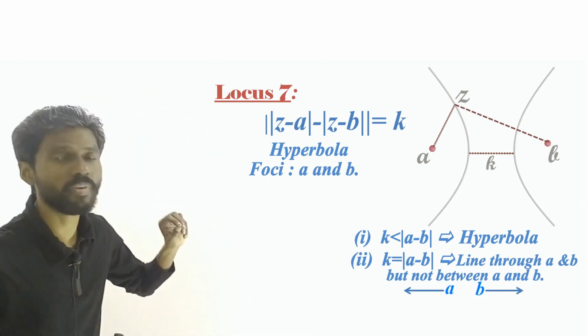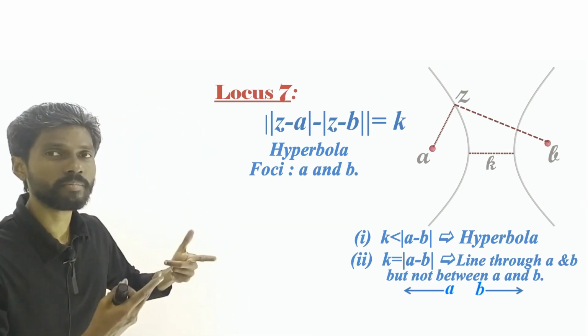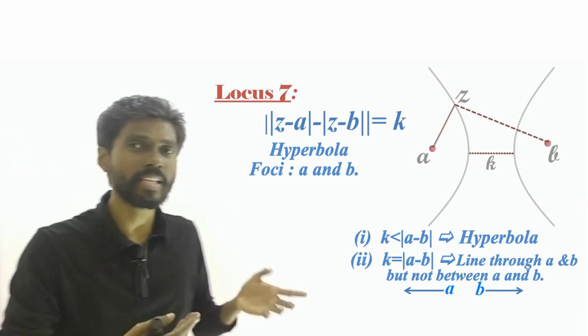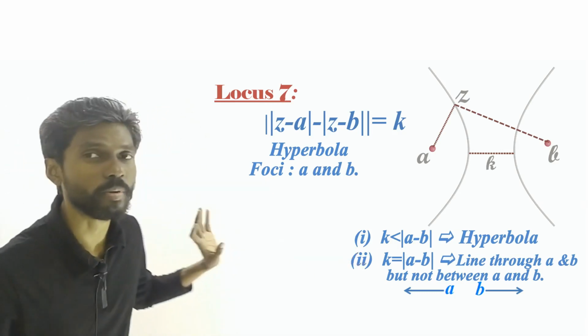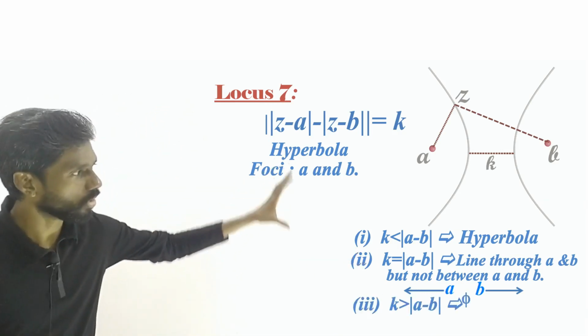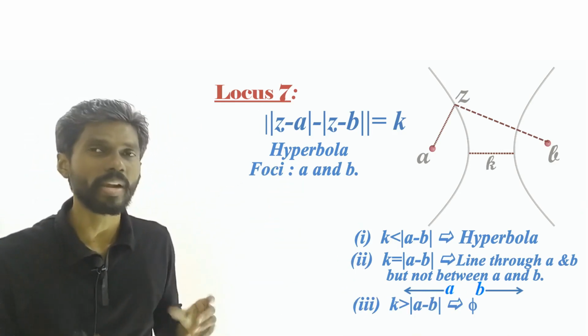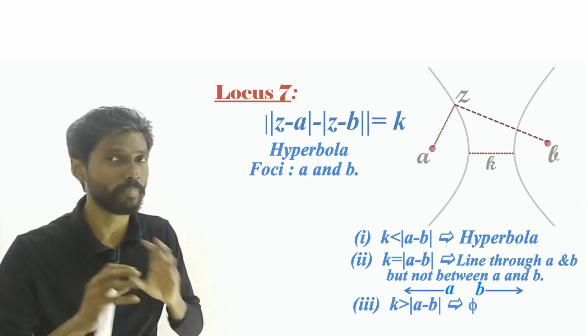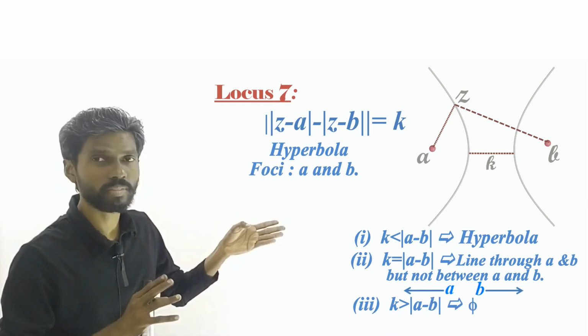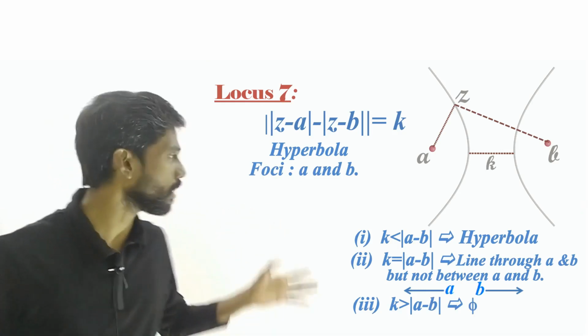Again, if the value of k is greater than mod a minus b, it is a null set, because geometrically that is not possible. So these are the three cases, just like the ellipse. Just remember, an equation of this type is called a hyperbola, with the condition. The condition you also have to remember. So that's it.